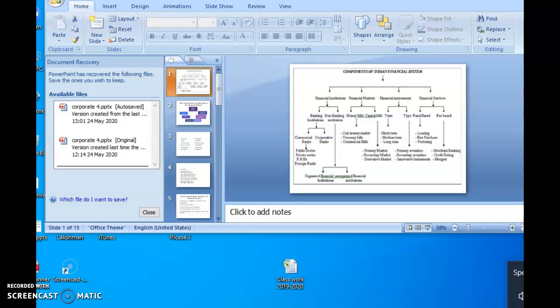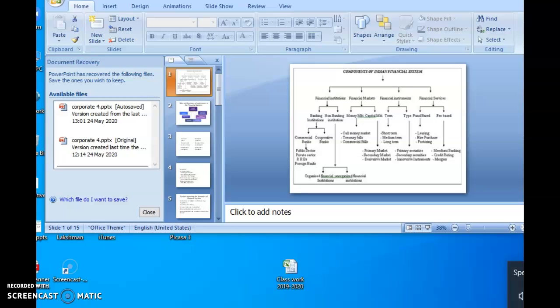Coming to the cooperative sector, the Indian economy is filled with rural areas. Because of that particular reason, for the development of rural areas as well as to help farmers in agriculture, we have cooperative banks. Coming to the non-banking financial system, there are organized financial institutions and unorganized financial institutions.